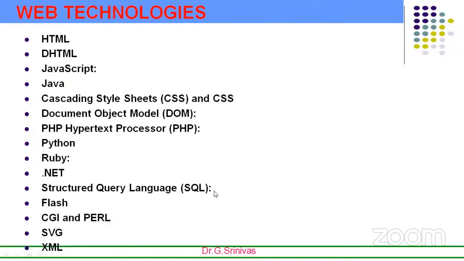Now we have to discuss the various web technologies used to develop websites. To develop a website, to develop internet applications, we need to use these web technologies. There are a number of web technologies that we need to discuss. The first thing is HTML. Are you able to see my screen?